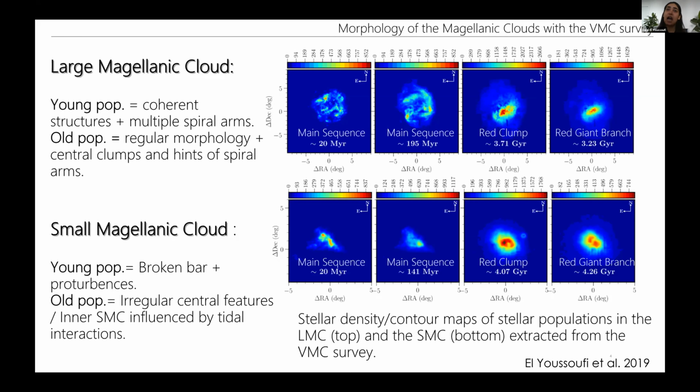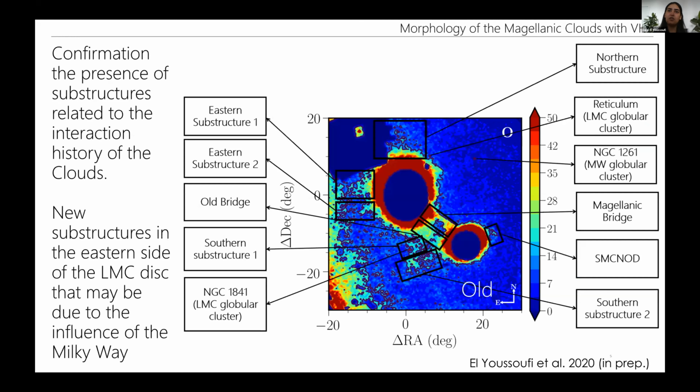And so now moving to the outskirts of both the LMC and the SMC using the VHS survey. As you can see, we can uncover a fair amount of substructures in the outskirts of both the LMC and the SMC. So we confirmed the presence of substructures that were found before that we related to the interaction history of the clouds, but we also found new substructures in the eastern side of the LMC disk. We found that these new substructures appear to be consistent with the influence of the Milky Way reflecting on the LMC disk, and the simulations show at least one structure emerging at the same location.